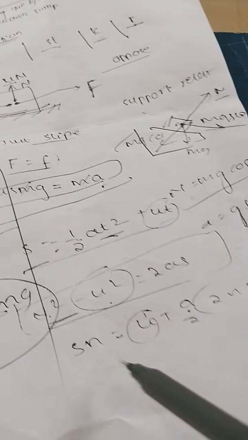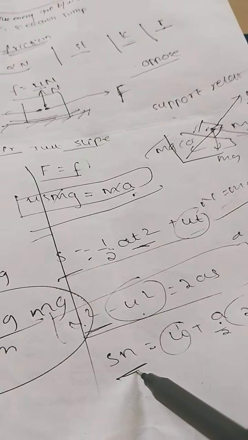S is equal to half a t square. We may be asked for displacement, velocity, or the distance traveled in the nth second. These types of questions are supposed to be asked from this chapter. Okay, next we will discuss the next topic.